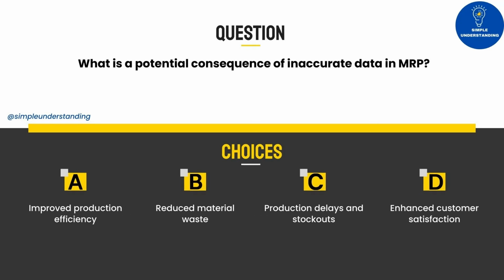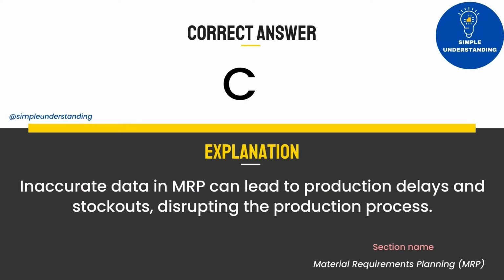5. What is a potential consequence of inaccurate data in MRP? A. Improved production efficiency. B. Reduced material waste. C. Production delays and stockouts. D. Enhanced customer satisfaction. Correct answer: C. Overall explanation.